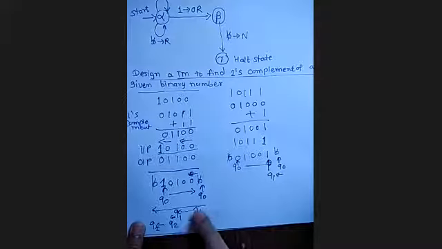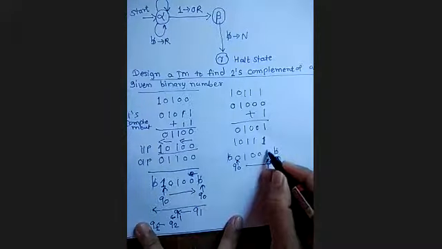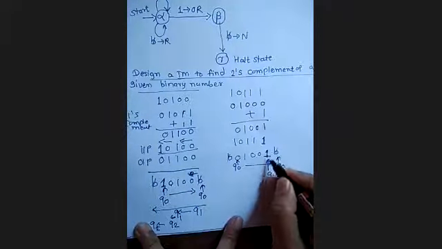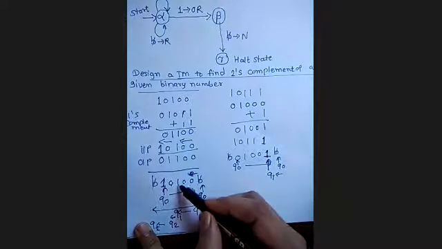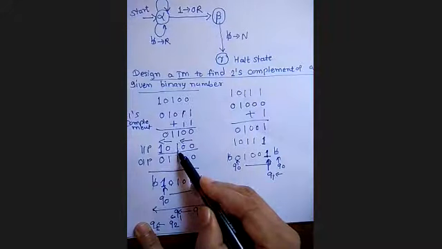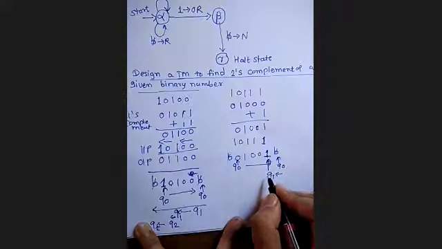Okay. So in Q1, as long as 0 is coming, keep on moving to the left. And in Q1, when you get the first one, you have to keep that one as it is. Like here, keep that one as it is. And now after that one, you have to replace 0 by 1, 1 by 0.